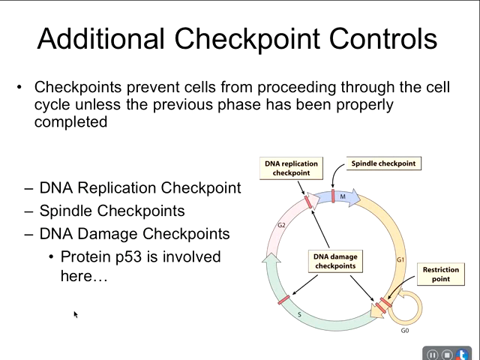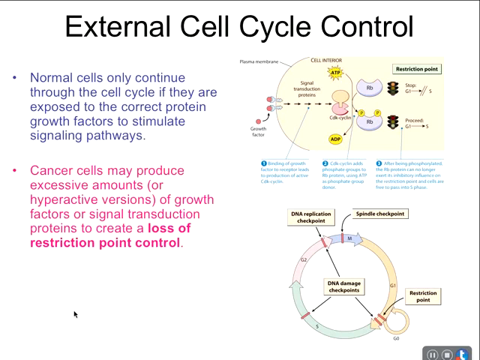So cell cycle control, through all of these processes, responds to both external and internal signals. So the external cell cycle control here, if we go back and compare normal to cancer, normal cells only continue through the cell cycle if they are exposed to the correct growth factor to stimulate that signaling pathway, right? So this is the restriction point we're talking about, and it's an external control. Only if you get the right growth factor is it going to go through this restriction point.